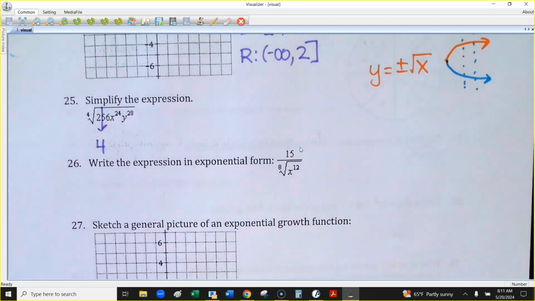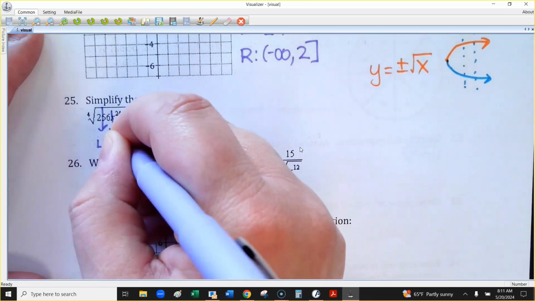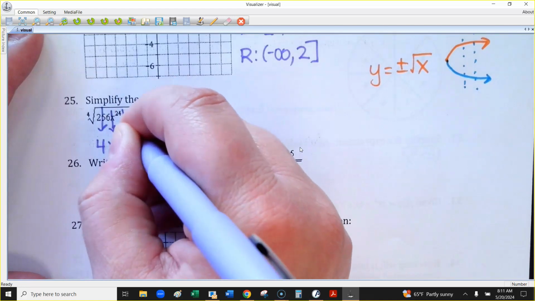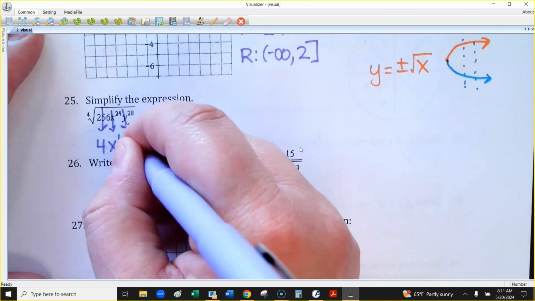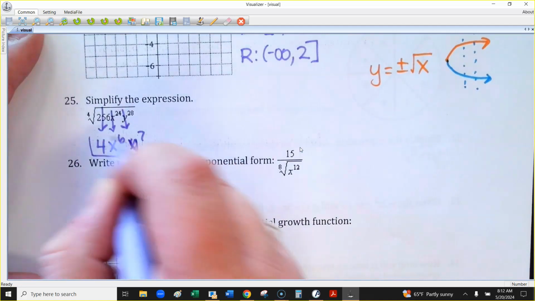How do I simplify the exponents on the variables here? I've got x to the 24th. Like, what would that come out as? 6. Yep, you just divide. It'll be perfect. 28 divided by 4, exponent divided by the root. This would come out, oops, y to the 7th. And that's your answer. And you don't have to do anything else there.